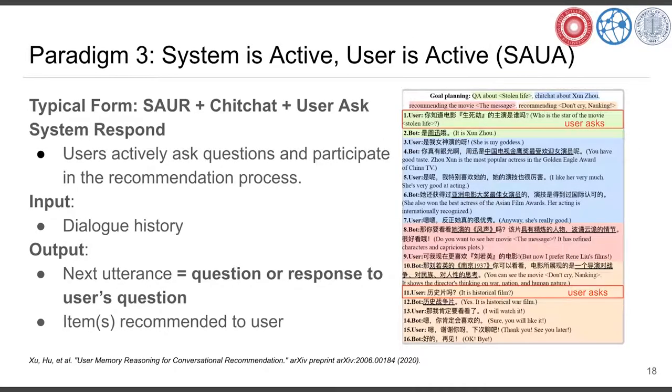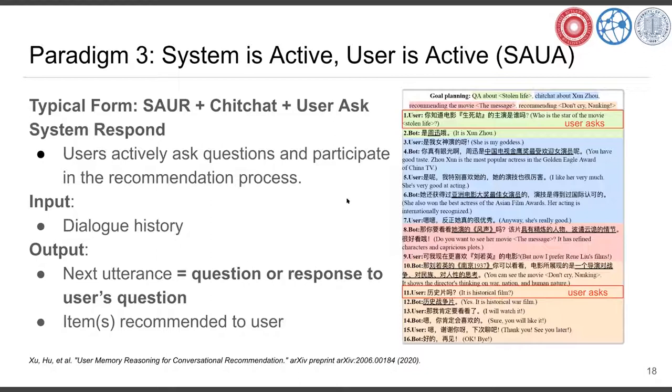And for the third paradigm, the system is active and the user is also active. The typical form is SAUP plus chit-chat plus user asks, system responds. This is recently proposed in a recent paper. You can see both system and user will lead the conversation by asking questions.